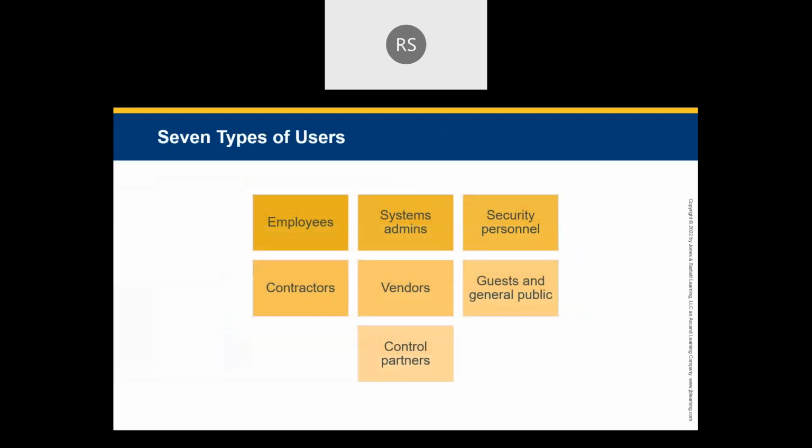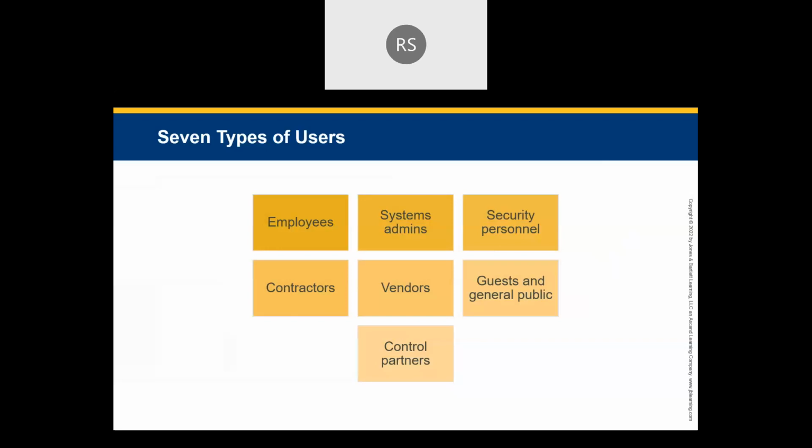Your system admins are responsible for managing and maintaining the organization's IT infrastructure. This includes servers, networks, databases. They will have elevated privileges, and they play a crucial role in ensuring the security and functionality of the systems. Now, the security personnel are dedicated to the organization's security operations. These are such as security analysts, incident responders, and security managers. They're responsible for monitoring, detecting, and responding to security incidents and ensuring compliance with security policies.